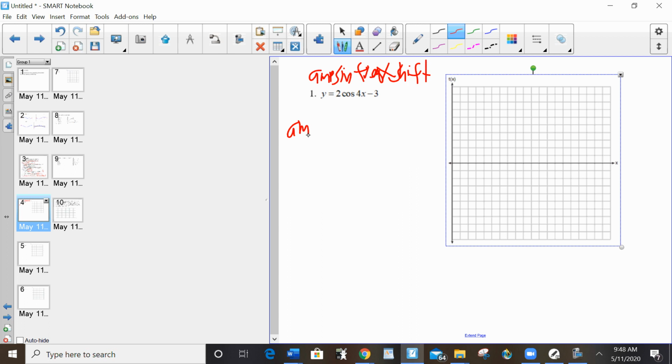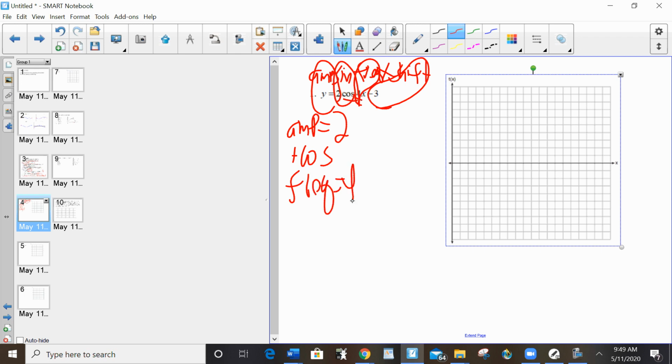Amp is what's in front. Amp is 2. It's a positive cosine. Then comes the freq. Let's do this one. Freq is 4. Shift is negative 3. The other piece of information I need is the period, which is 2 pi over the frequency, which is 2 pi over 4. And I can reduce that to pi over 2.